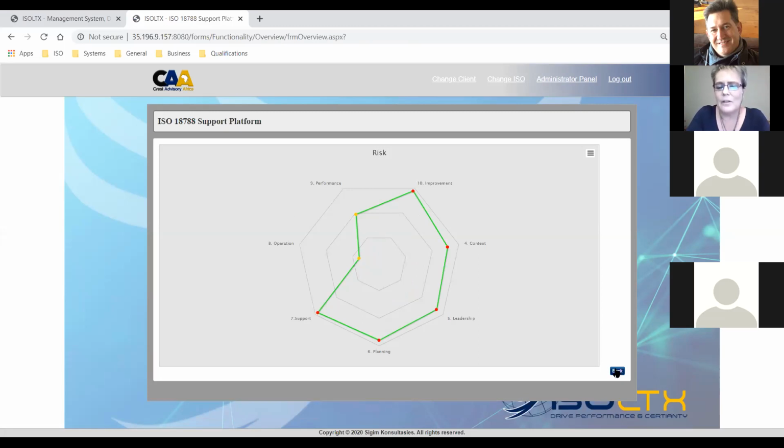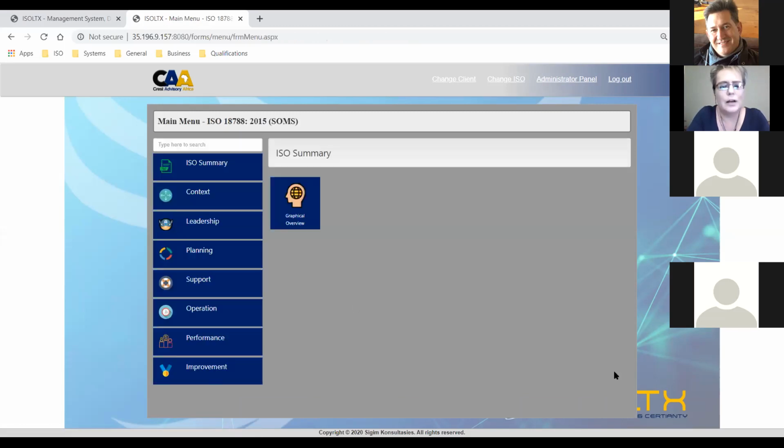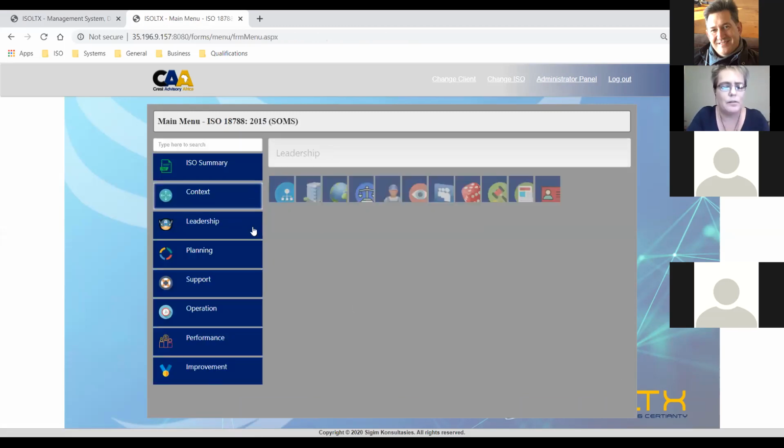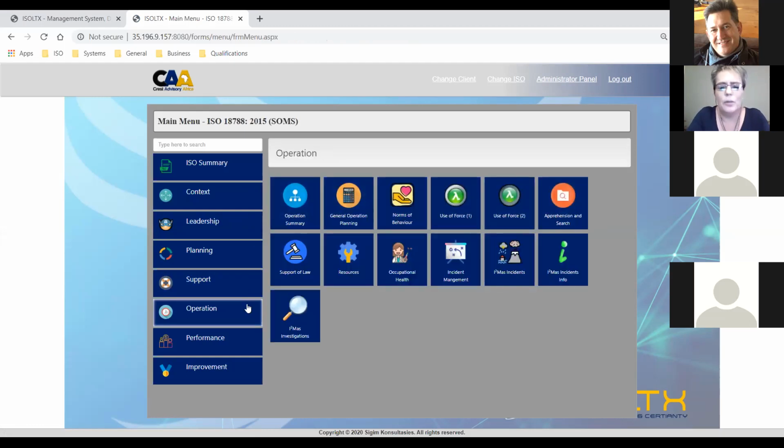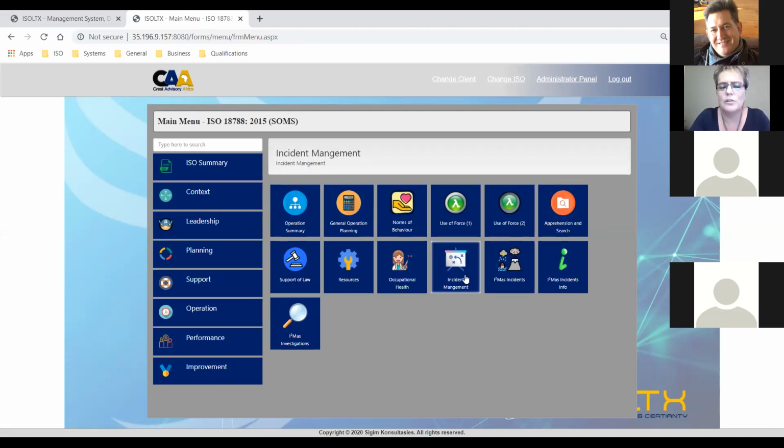Okay, so that's just giving you an overview of ISOlytics, of the general system. If we look at operations specifically, since I am speaking about I2MAS in this case, under operations you have a requirement with regards to incident management. And this is why we have created the I2MAS access portal under the operations piece.